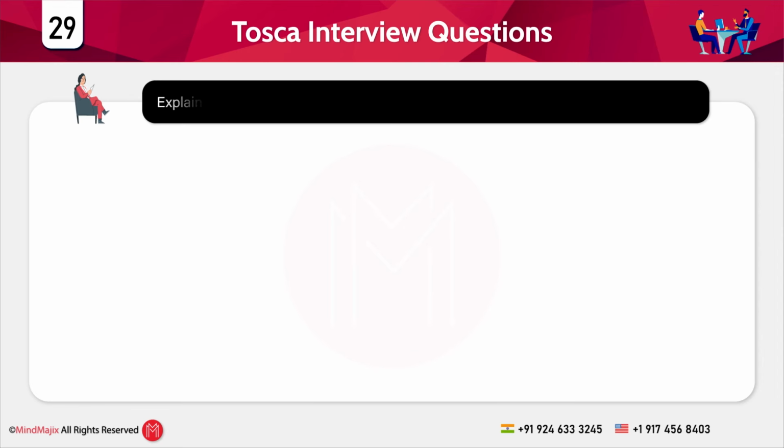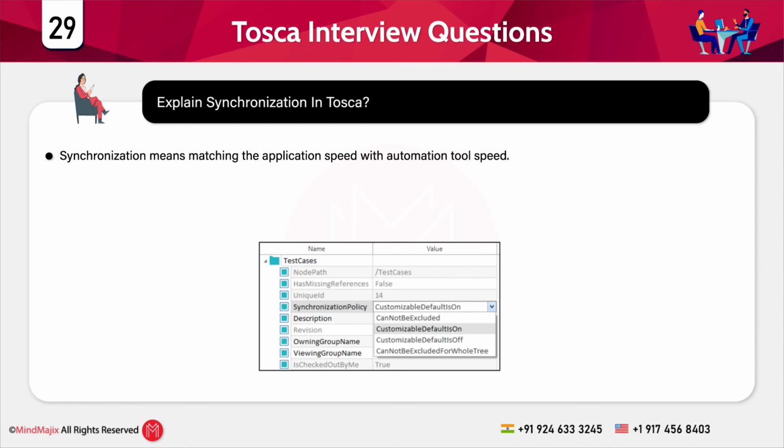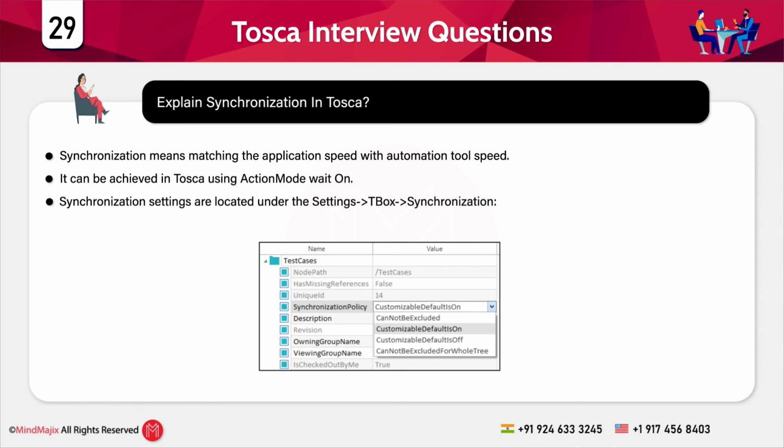The next question is, explain synchronization in Tosca. Synchronization means matching the application speed with the automation tool speed. It can be achieved in Tosca using action mode wait on. Synchronization settings are located under the settings, TBox, and synchronization.